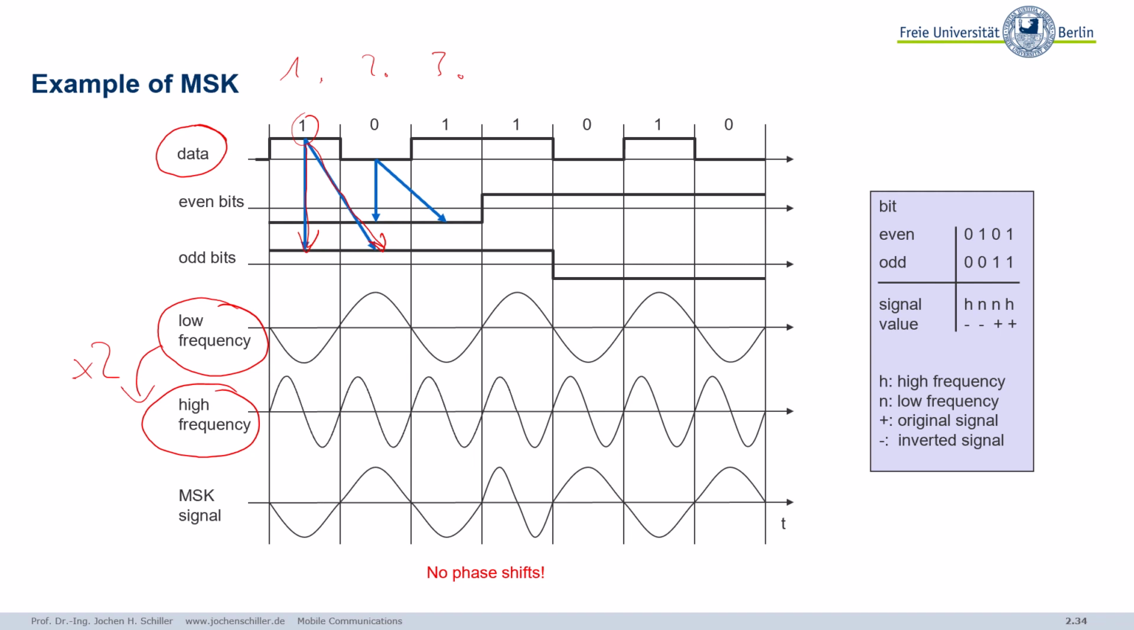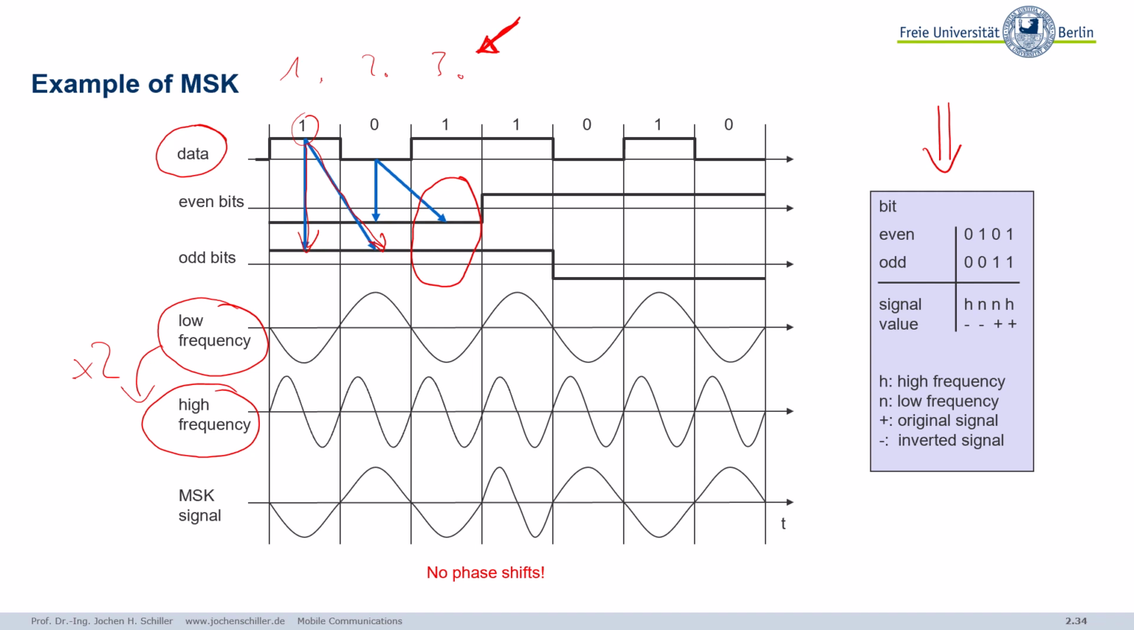So that's double frequency. And then we have a table here on the right hand side with a very simple mapping. We simply look at a certain point in time. Let's look at the third bit in our example. Third bit. What happens with our even bits and odd bits at this third bit?